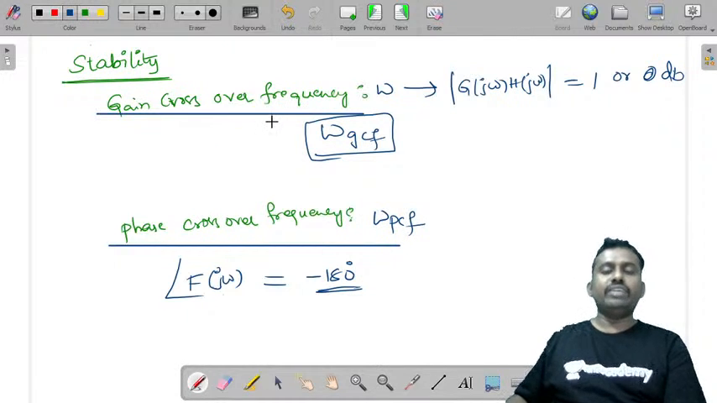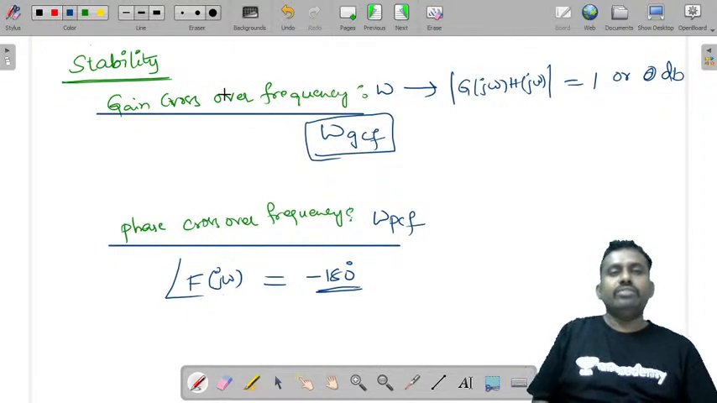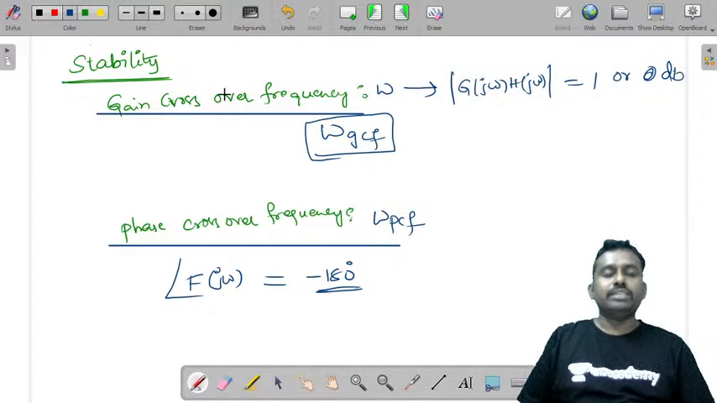So with this knowledge of gain and phase crossover frequencies, we'll be able to find gain and phase margins. And when we find these gain and phase margins, we'll be able to tell about the stability of the given system, which we'll discuss in the next session or a special class.